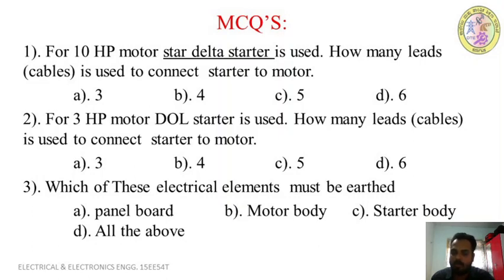Not only the panel board, not only the motor body, not only the starter body, all the equipments, motor body, main panel board body, starter board body, and starter body, everything has to be connected to the earth, right? So what is the answer for this question? The answer is option D, all the above. Okay, so these are some MCQs on this session.